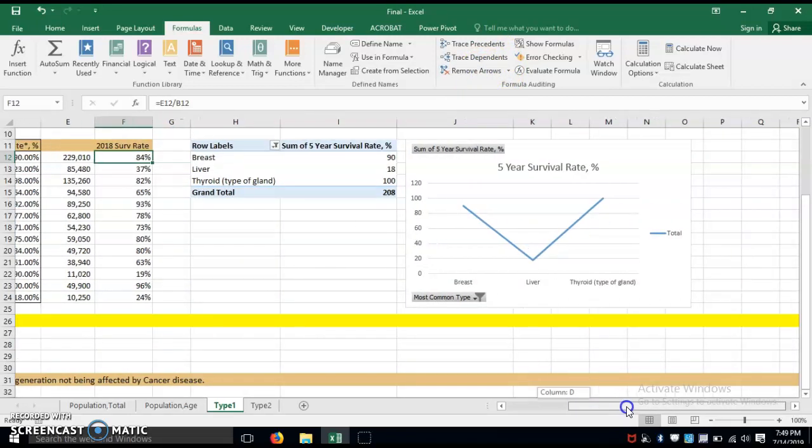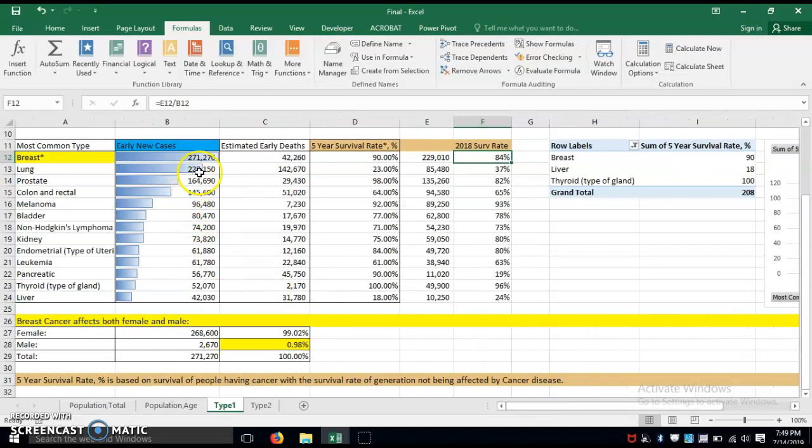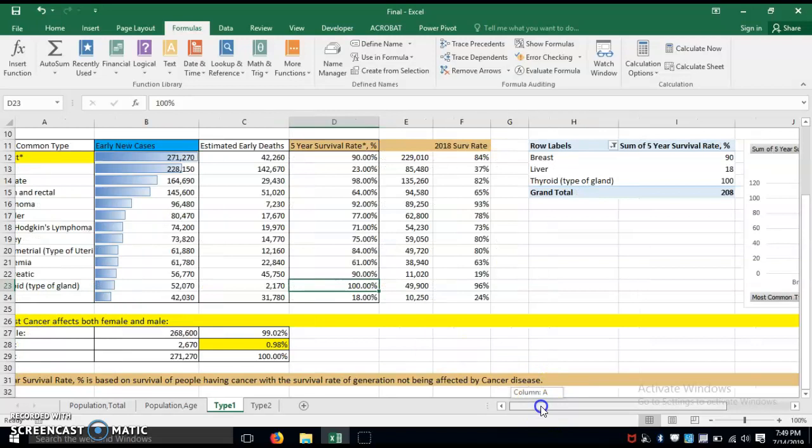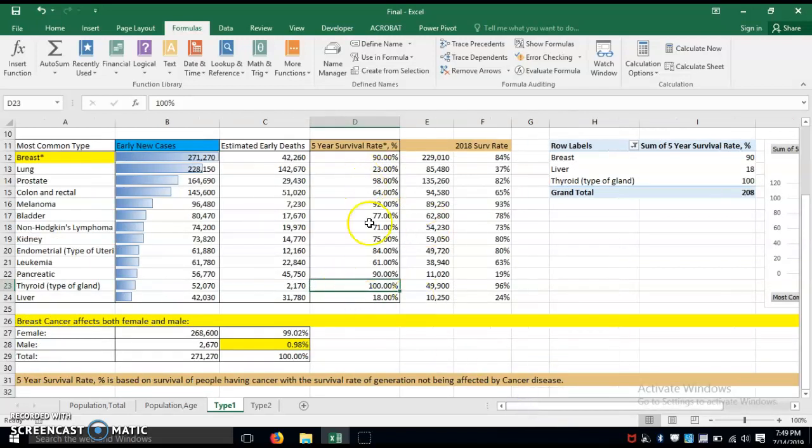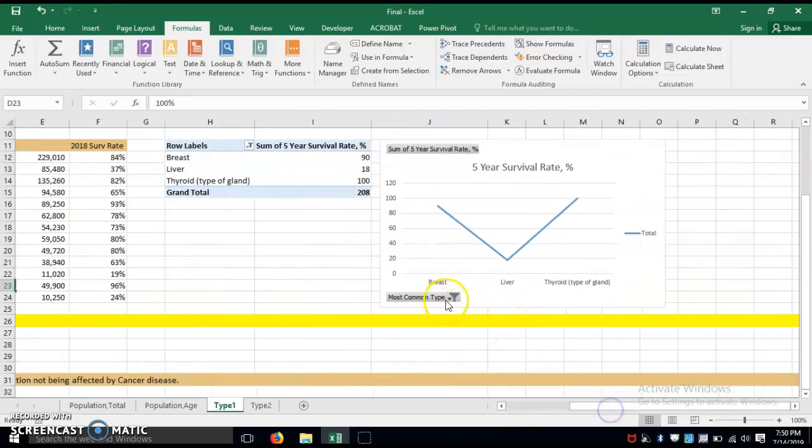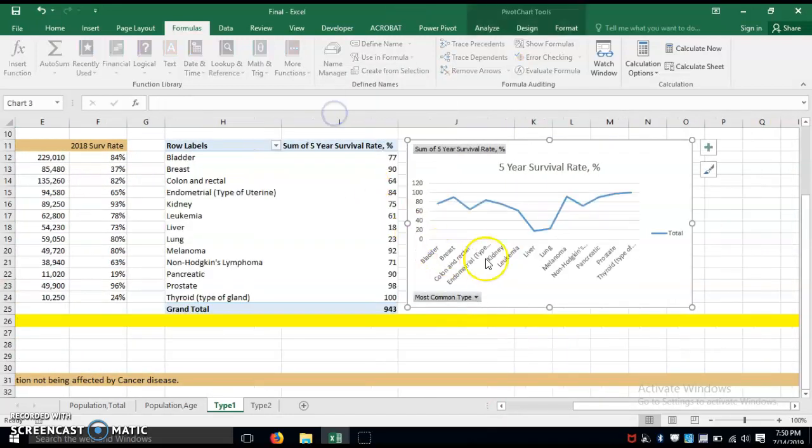But as we can see here, the most common type of cancer has the highest survival rate, and the least common type of cancer has a very low survival rate. But it doesn't mean that the other least common type of cancer has almost 100% survival rate. So the type of cancer doesn't mean anything for the survival rate. There is no pattern to it. As we can also see here, the line is very curved.